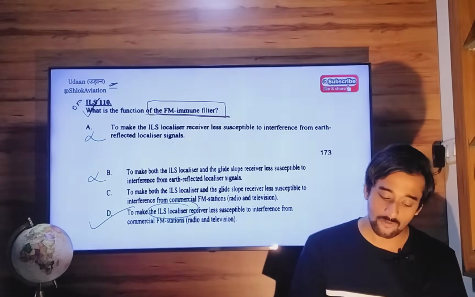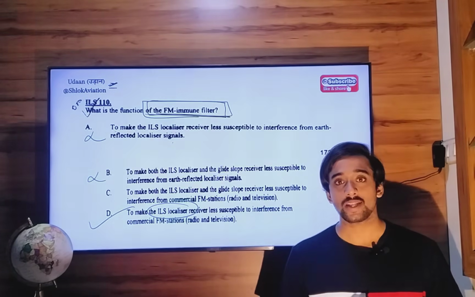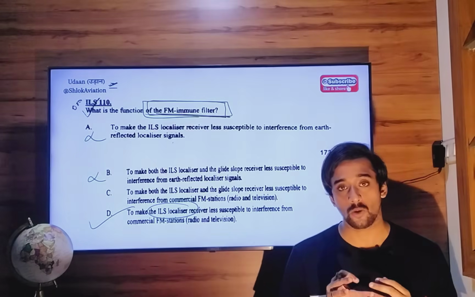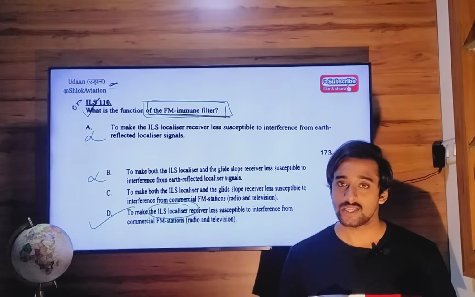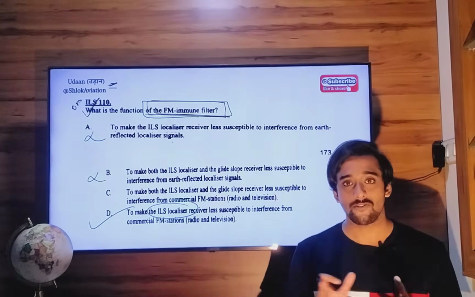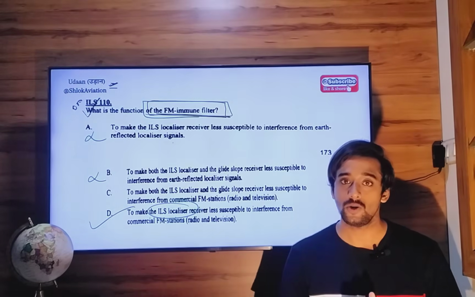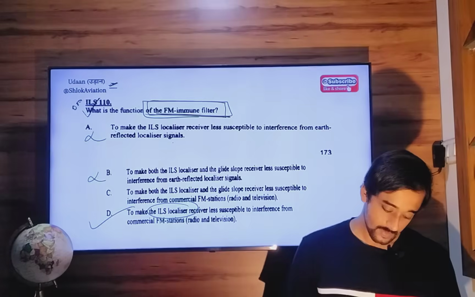This FM immune filter only protects the ILS localizer equipment. It need not protect the glide slope equipment because glide slope operates in a completely different frequency band, the UHF. Localizer operates in the VHF band, and so does this FM station, and therefore it is very vital to protect them from each other's interference.